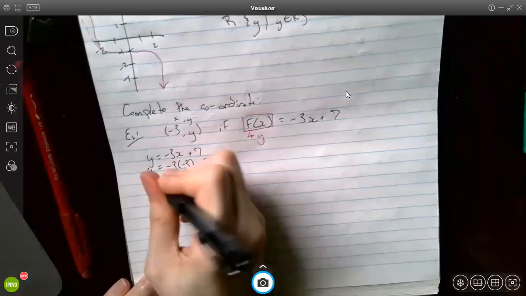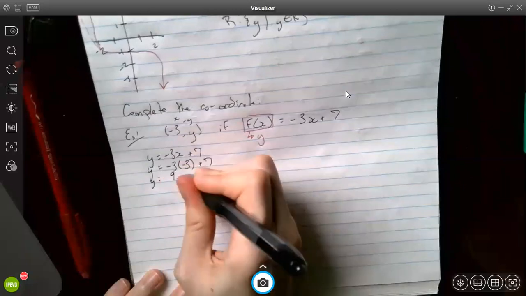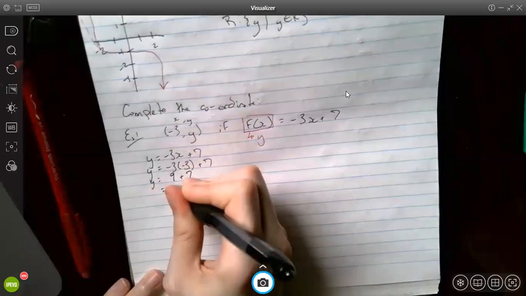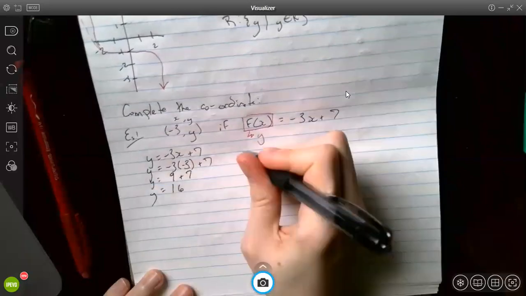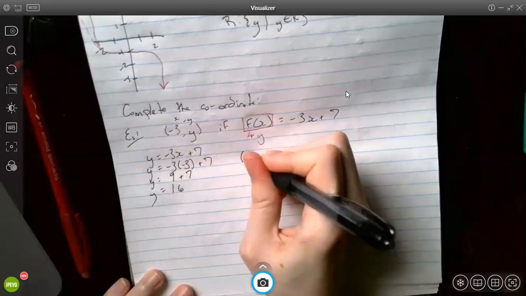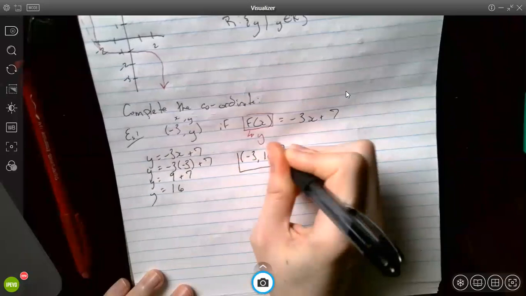So -3 times -3 is 9, and then 9 plus 7 is 16. So my final answer is that the complete coordinate is -3, 16.